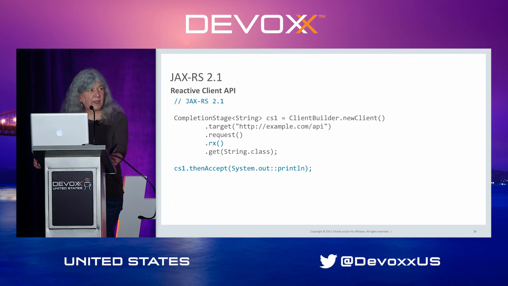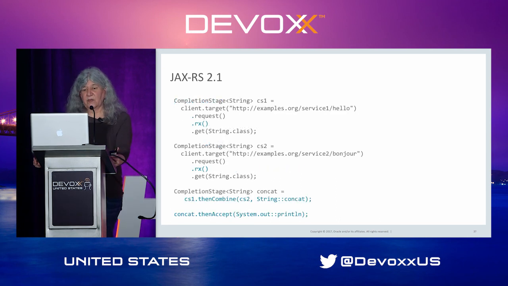What accept takes is a functional interface, so we are just passing in the println method, and we're going to print out our result. In this example, we have two invocations, so two completion stages, and we're going to combine them. Our result will be something like hello, bonjour, which is a little bit silly when we do the combination, and then we're just going to print it out again.